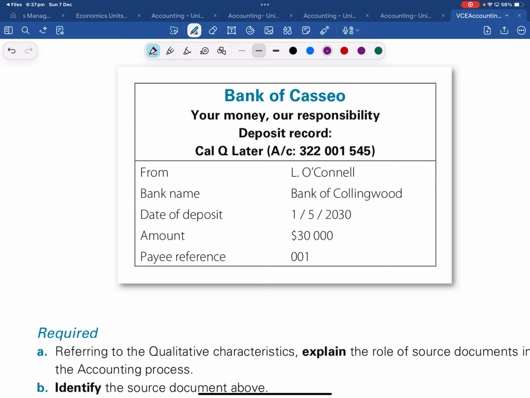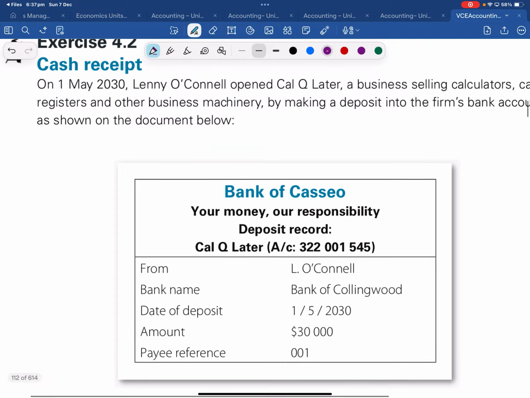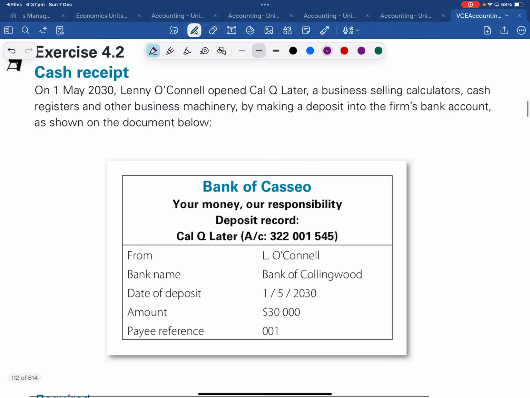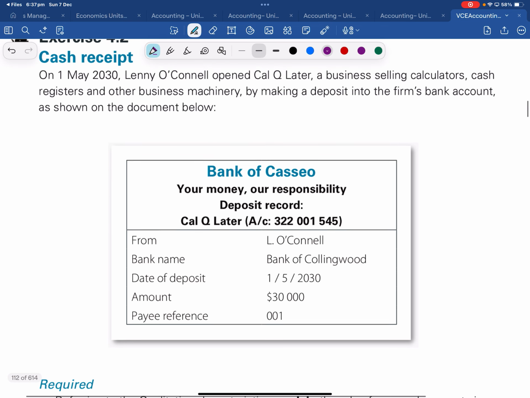So what is happening in this transaction? This is a capital contribution. The personal account is a bank account, but then you're putting it into the business account. Accounting entities.